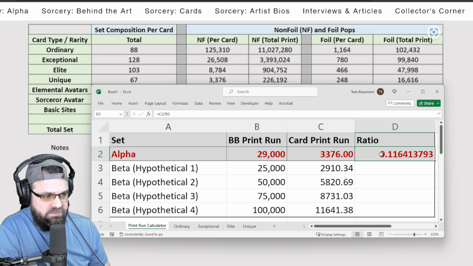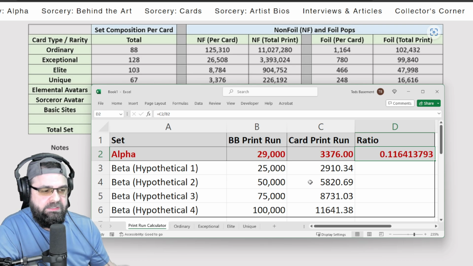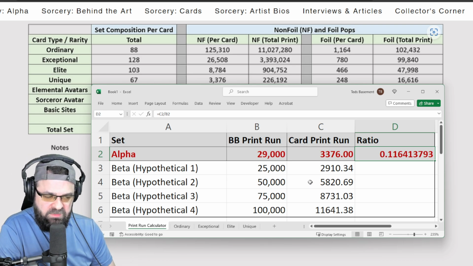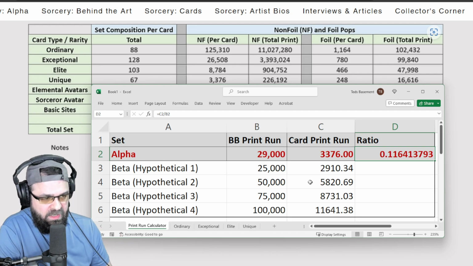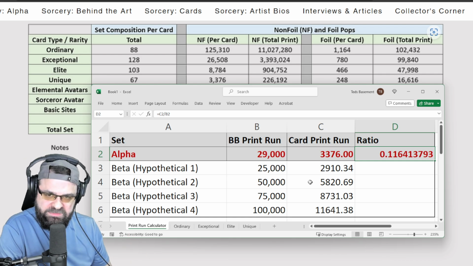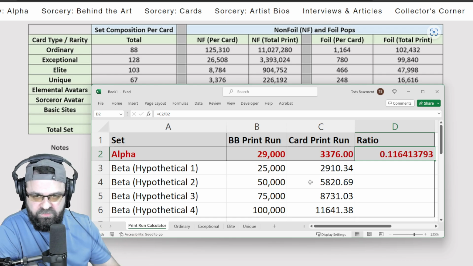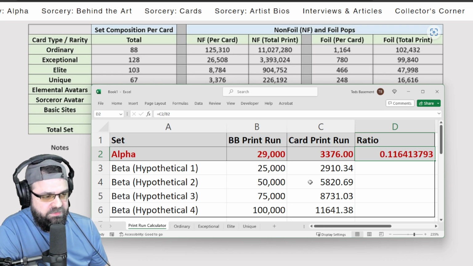Again, looking at this formula, how I'm doing it, coming up with a ratio from Alpha, and then applying it to some hypothetical Beta print runs. You guys will have to let me know what you think about this theory, about the formula. Is there a better way to hypothesize around how many unique foils exist? And then, of course, all these other different style prints as well.